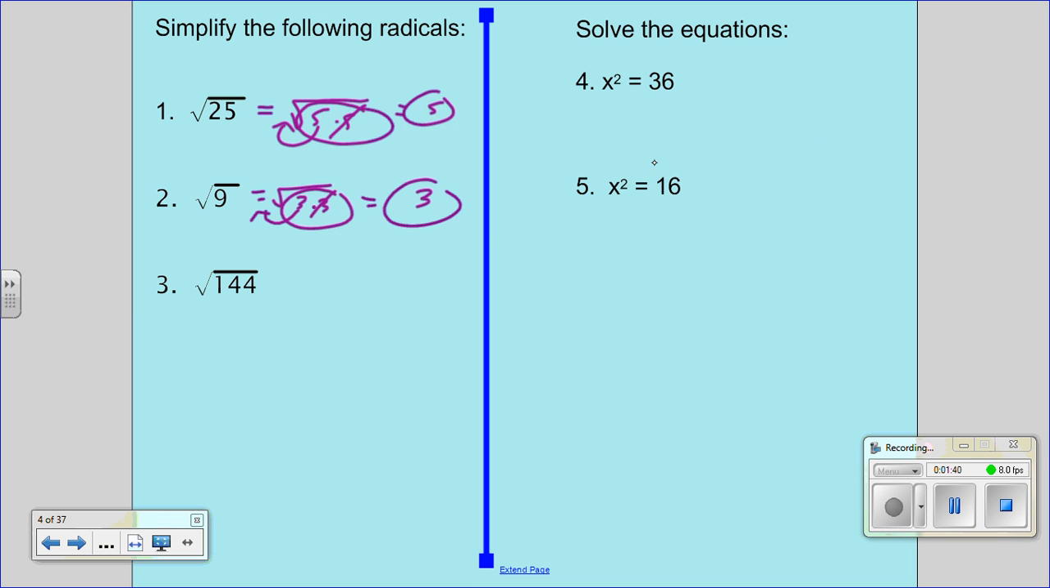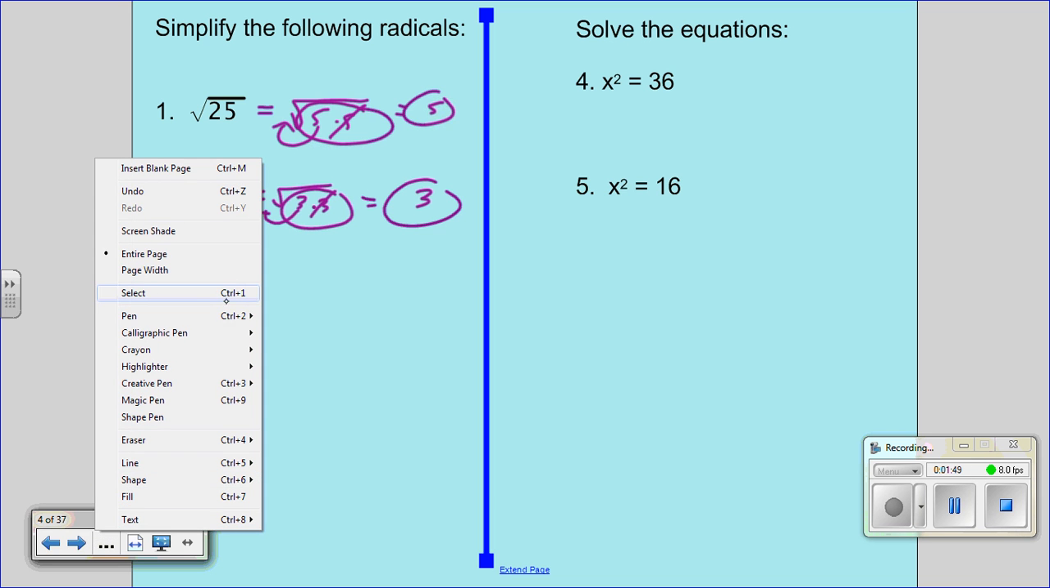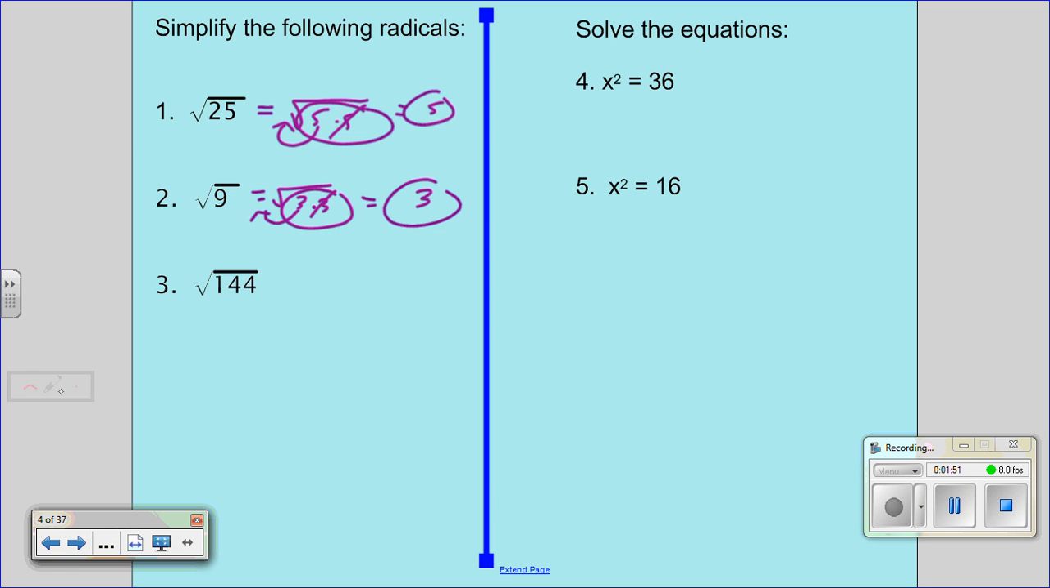Now we're going to solve these equations. We have x squared equals 36. And when we say solve the equation, that means get x by itself, right? So that means even removing exponents that may be attached to x. To remove the power of 2, you have to do the reverse, which is the square root. So we're going to take the square root of both sides of the equation. In other words, the square root cancels out the power of 2, and all you're left with is x.